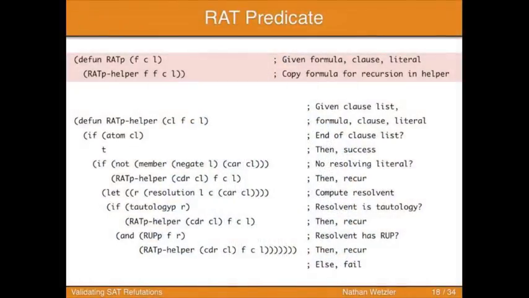Now I'm going to show you, and this is probably the most code I'll show in the whole talk, how we compute our RAT property in ACL2. Because all we have is recursion, we end up immediately dispatching to a helper function. But before we do that, we copy our formula f so that we have something to recur over in the next function. So given a formula, clause, and a literal, we first copy the formula, and then we dispatch to the helper.